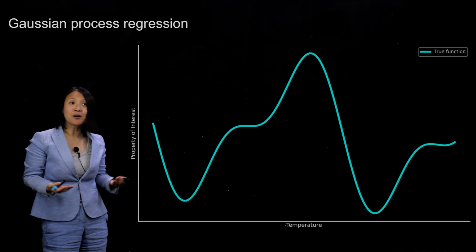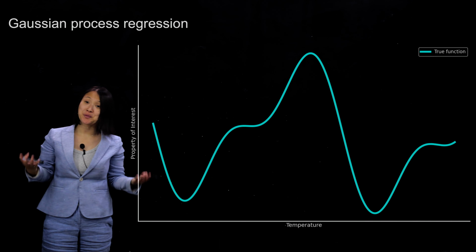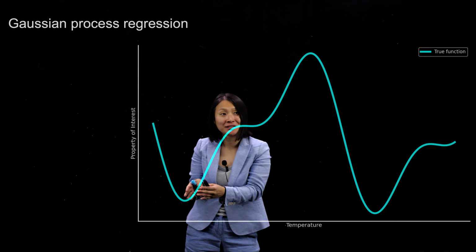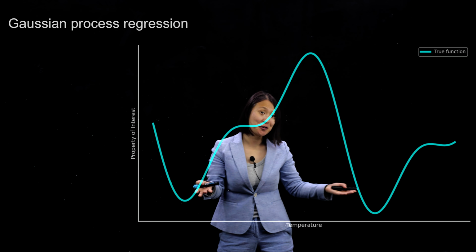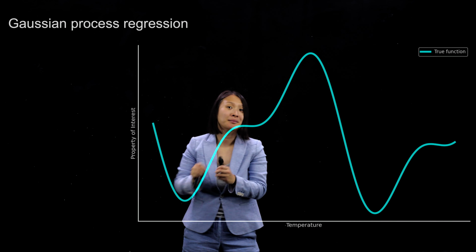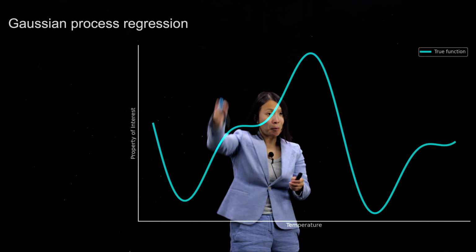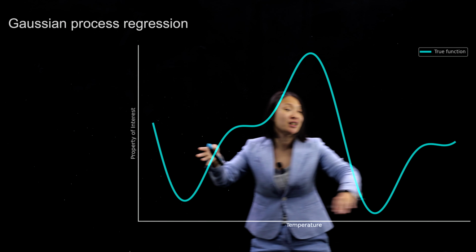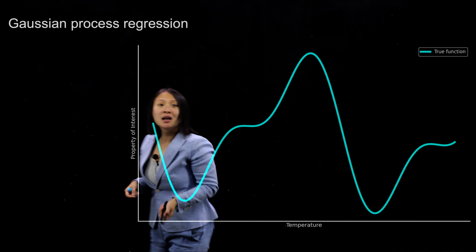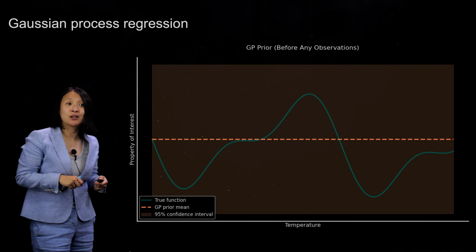So how does Gaussian process regression work? Imagine we are a thin film fabrication engineer, and we are interested in tuning the temperature of fabricating our thin films, and then optimizing our property of interest. In this case, the real function that captures how our property of interest changes as a function of temperature is this blue curve. But of course, before we've done any experiment, we don't know what this function looks like.